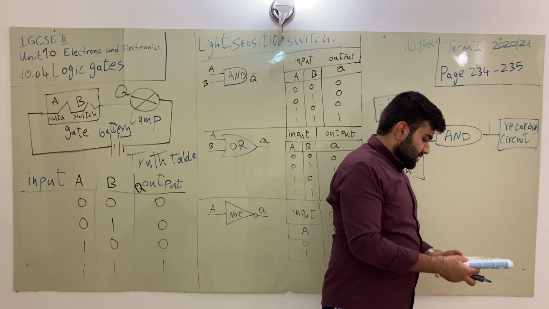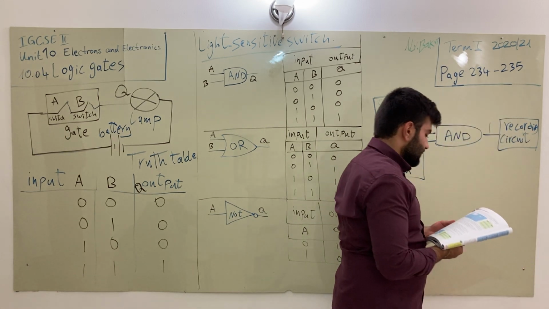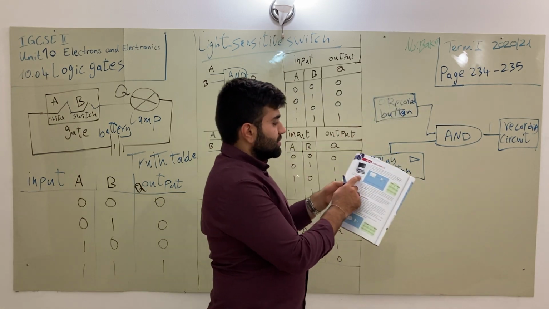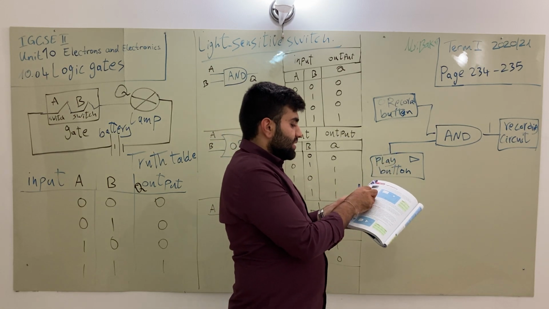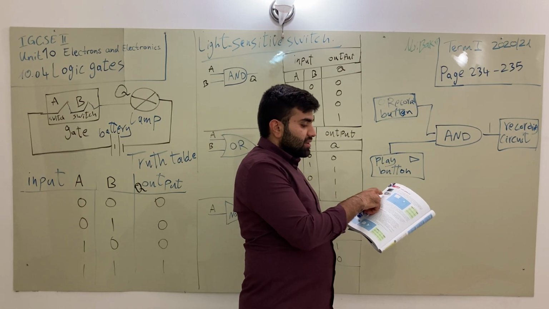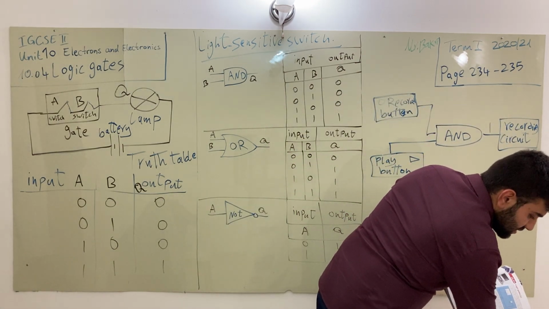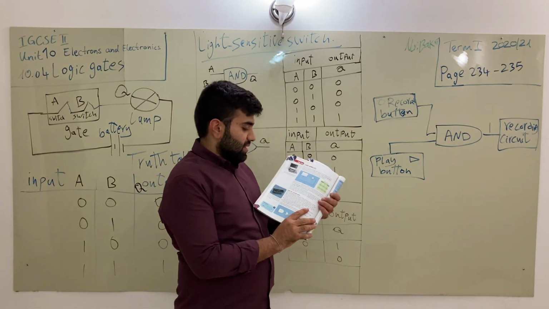Okay? So you can see on page 234, you find here in the picture, this is a DVD player, and they say you are using logic gates when you press the button of the DVD player. So everything that is switched is related to gates.